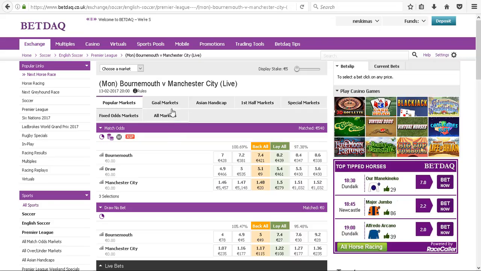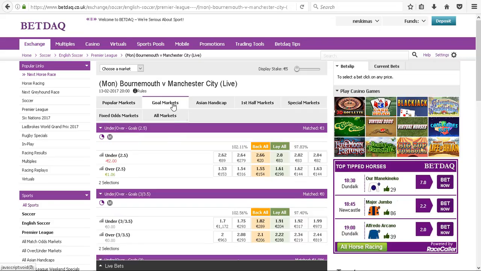So popping over to BetDax. What are the odds? And basically, the market's saying that the probability of 3 or more goals is around about 70%. So there's not much value there, but it's not an unreasonable price.